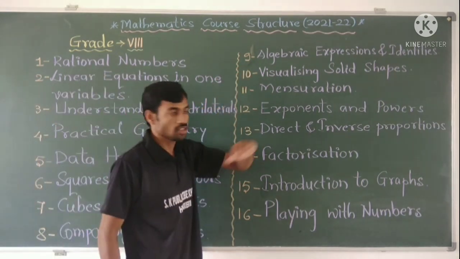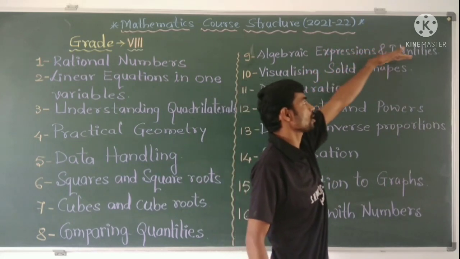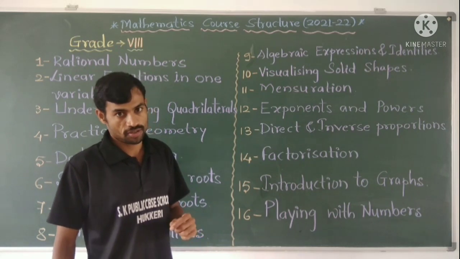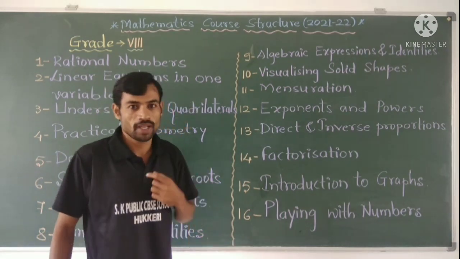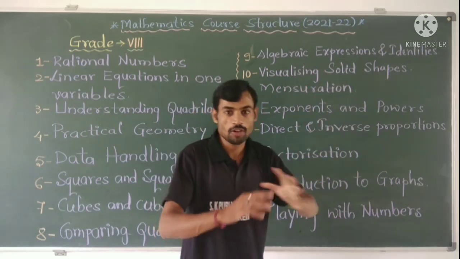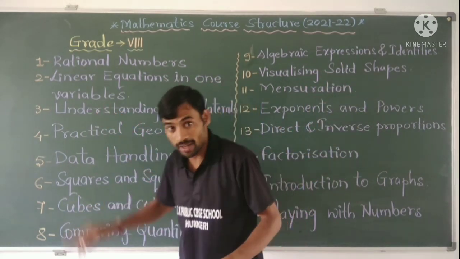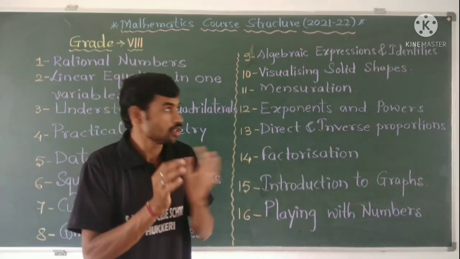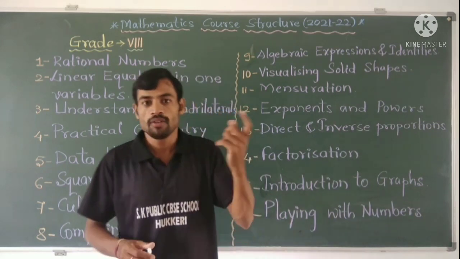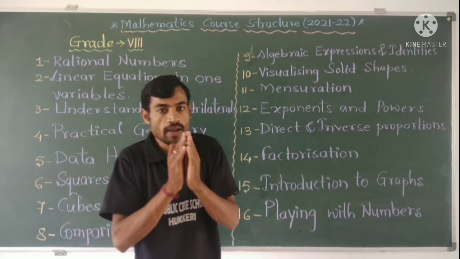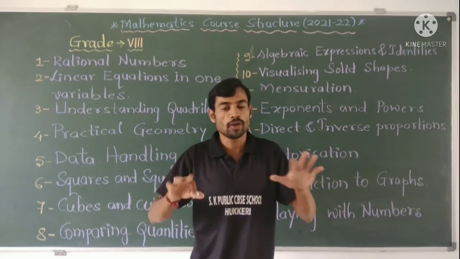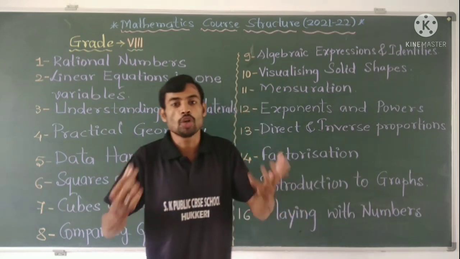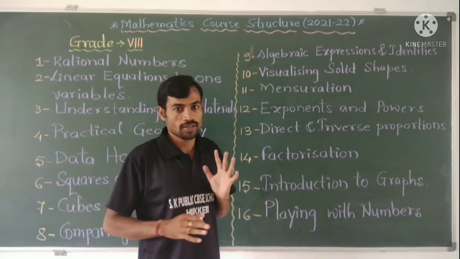Next, the 9th chapter is algebraic expressions and identities. Algebraic expressions are also called polynomials. The algebraic expressions are formed by variables and constant numbers. If an algebraic expression has only one term, it is a monomial. If it has two unlike terms, binomial; 3 unlike terms, trinomial. More than 3 terms, we call polynomials.